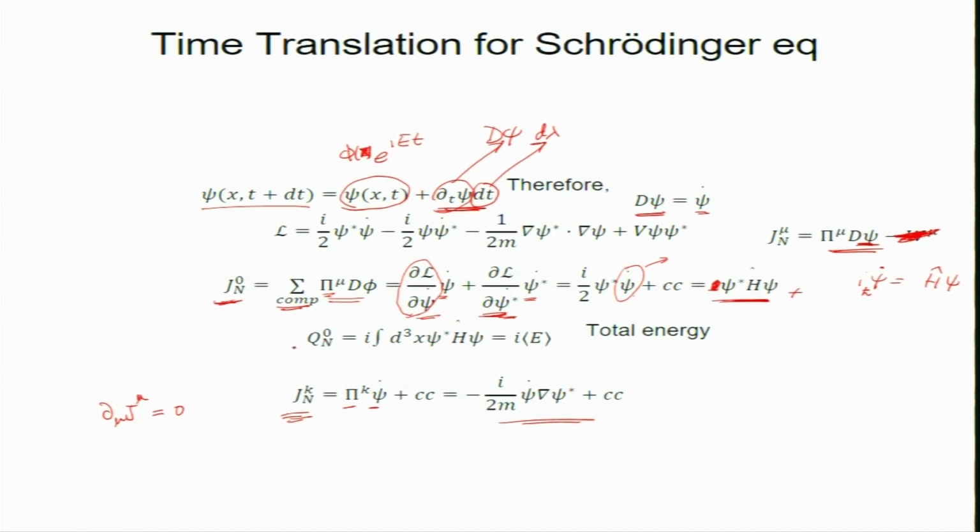So, the conserved quantity is the integral of this over space. So, if I integrate this over space, what will I get? Is it not energy? This is psi dagger H psi, this integral. So, this is energy. So, we are able to derive conservation of energy by time translation of the wave function.